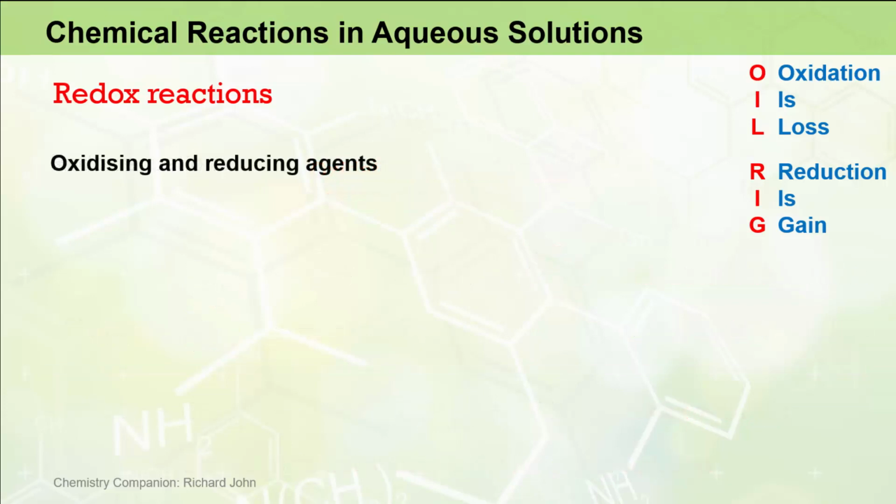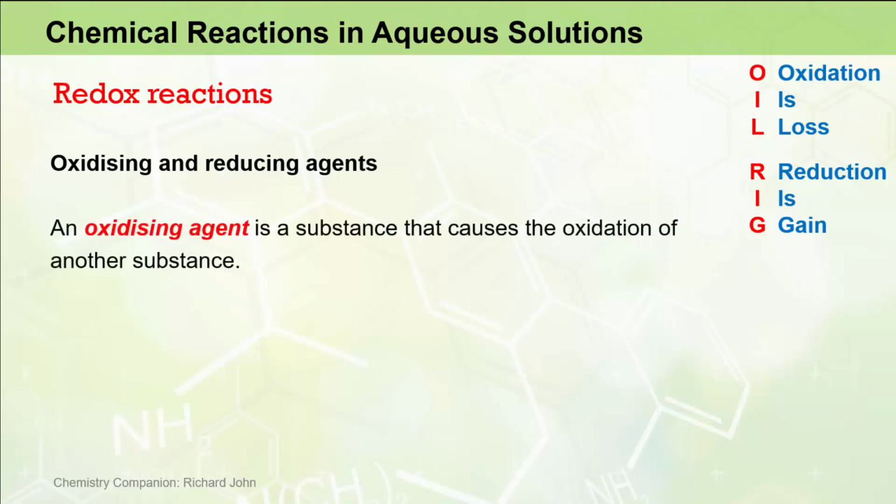Now, another concept that we need to know about when considering redox reactions is oxidizing agents and reducing agents. An oxidizing agent is a substance that causes the oxidation of another substance. It is itself reduced in a redox reaction. So let's have a look at what that means.